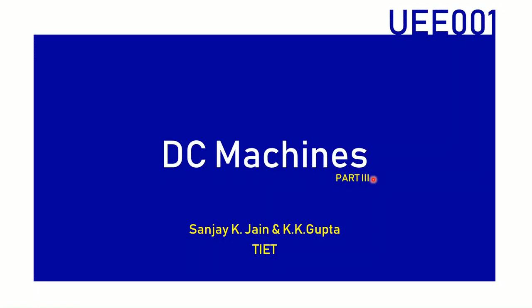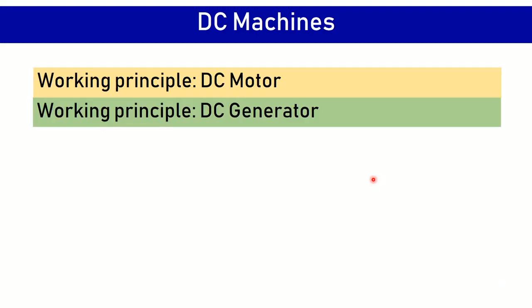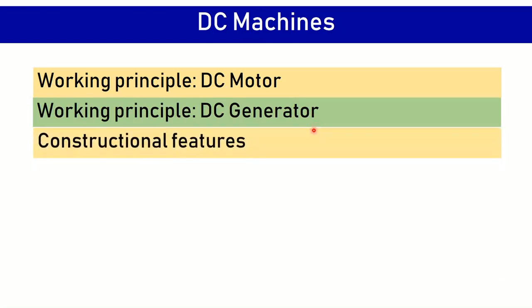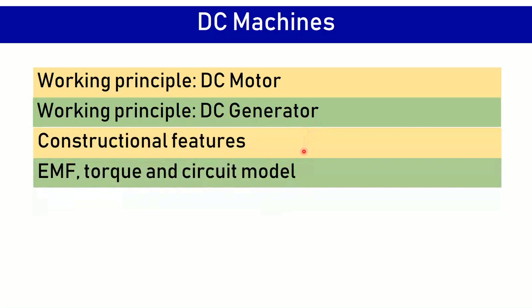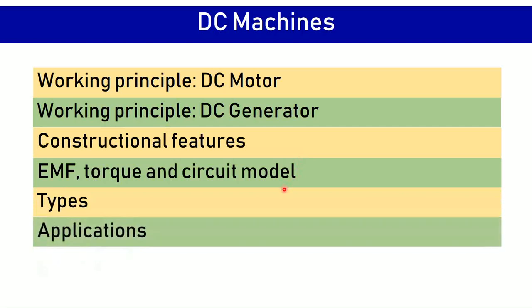Welcome back to the basics of DC machines. Till now, we have discussed the working principle of a DC motor and a DC generator. In this session, we'll be discussing the constructional features of a DC machine, expressions for EMF, torque, and its circuit model, types of DC machines, and their applications.